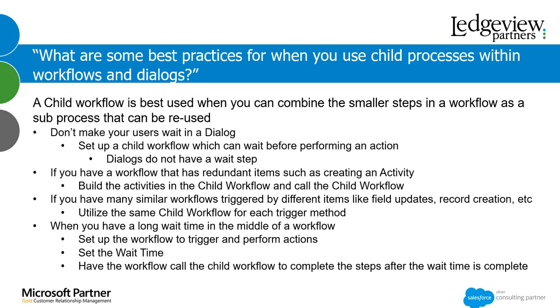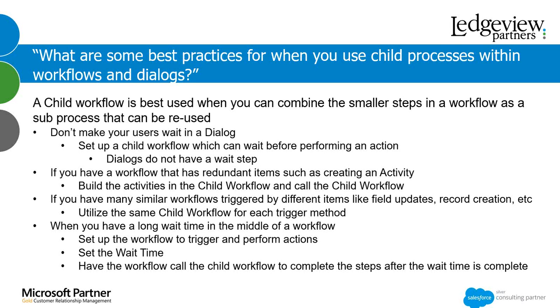If you have a workflow that has redundant items, so creating an activity, for instance, you can build that activity in a child workflow, and then every time you're going to create that activity, you just call the child workflow. Instead of recreating those dynamic steps that I showed you in the phone call, so instead of having to do that over and over again, you can just do the child workflow. A very similar situation is if you have similar workflows being triggered by different events. So if field updates, if a record is created, when it's assigned, you can have different triggers, and then call the child workflow for each trigger method.